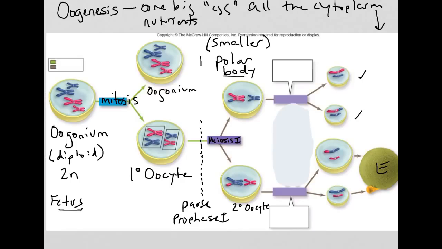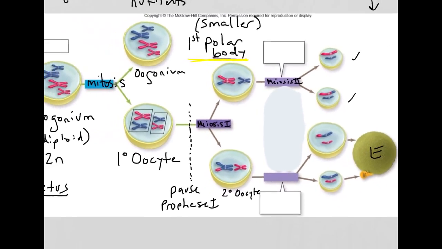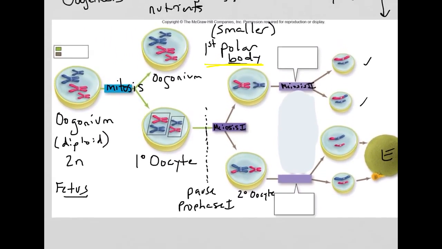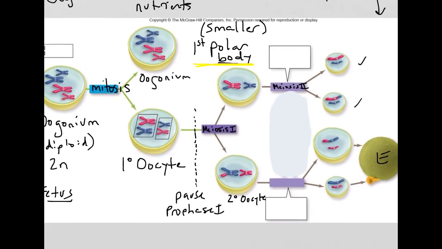All right, so this is the first polar body here that comes out of meiosis 1. And this first polar body is likely to disintegrate and just go away, but it's possible that it could go through meiosis 2. If it does, it really doesn't matter. It's not going to be the one that's fertilized anyway. Okay. This is the guy we're really interested in here.